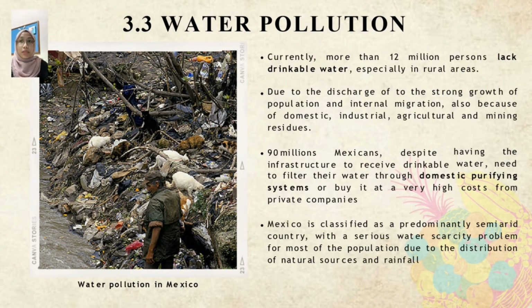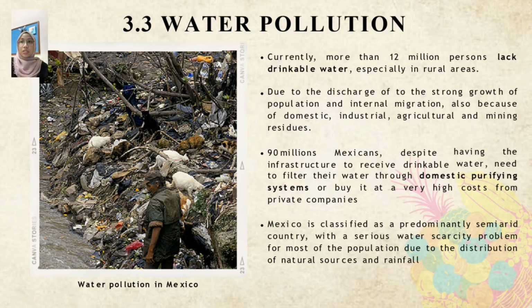Currently, over 12 million people, especially in rural areas, lack access to drinkable water due to strong population growth, internal migrations, and discharge of domestic, industrial, agricultural, and mining residue. Despite having infrastructure, 90 million Mexicans need to filter or purchase water at high cost. Mexico, predominantly semi-arid, faces severe water scarcity due to the distribution of natural resources and rainfall, impacting a significant portion of the population.